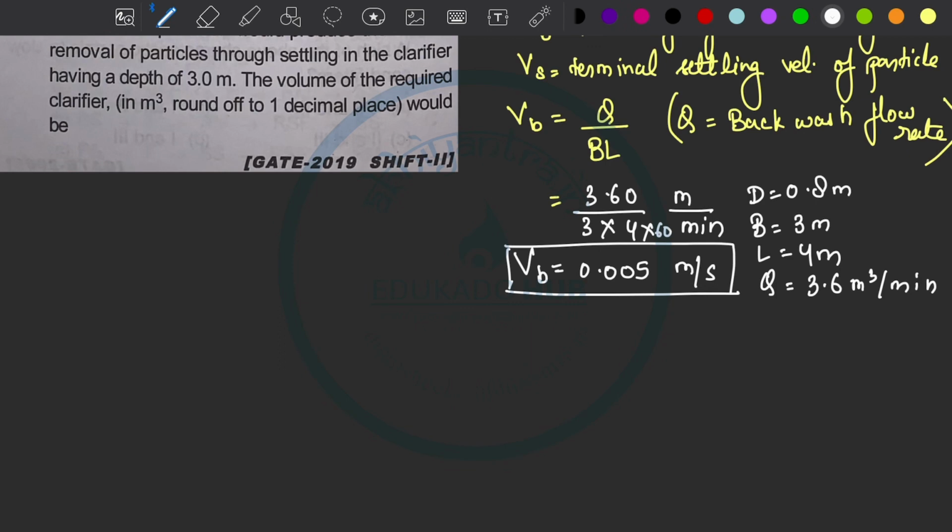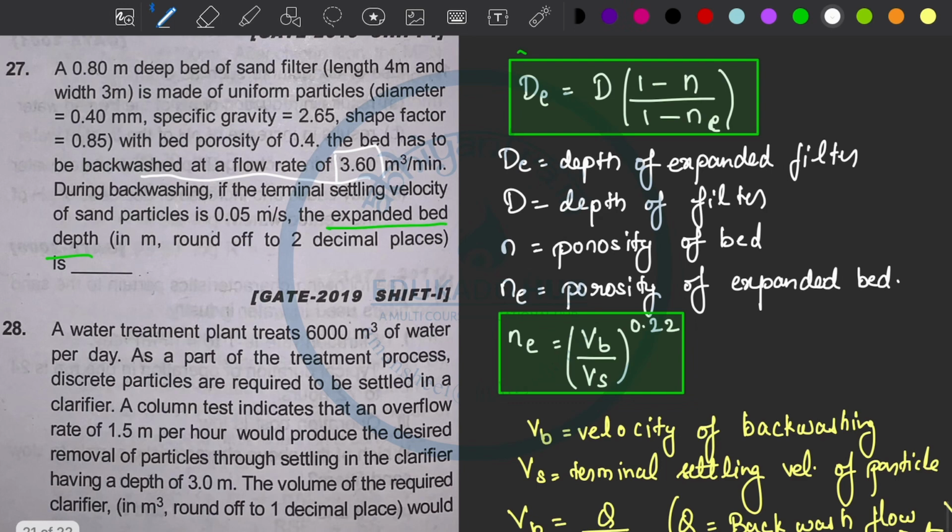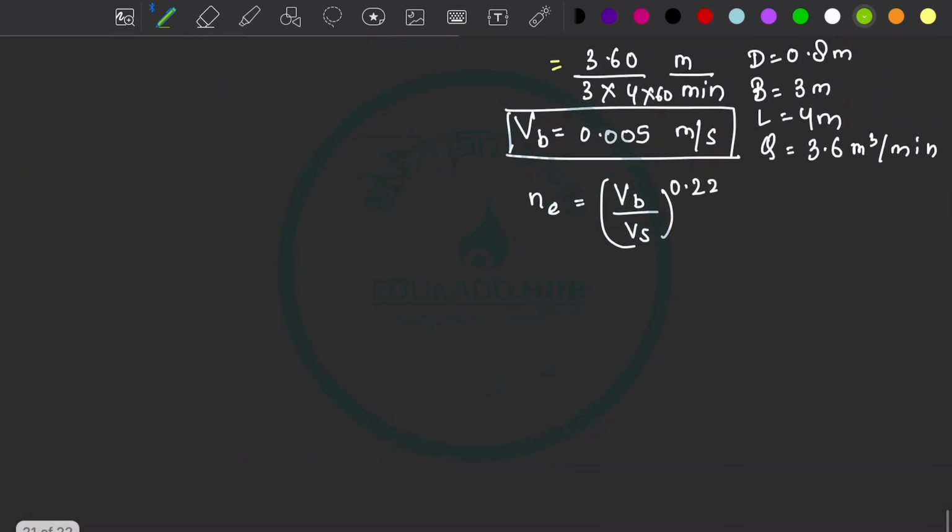If we know VB, can I calculate ne now? What is the terminal velocity? ne is equal to (VB upon Vs) to the power 0.22. VB I calculated. The terminal settling velocity of the sand particle is given as 0.05 meter per second, so Vs is equal to 0.05 meter per second.